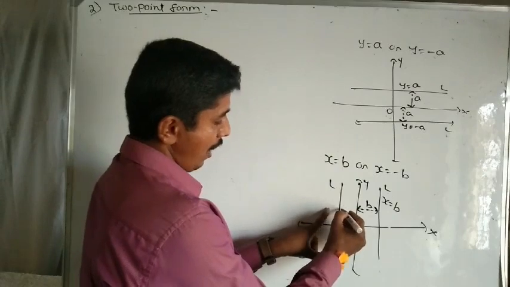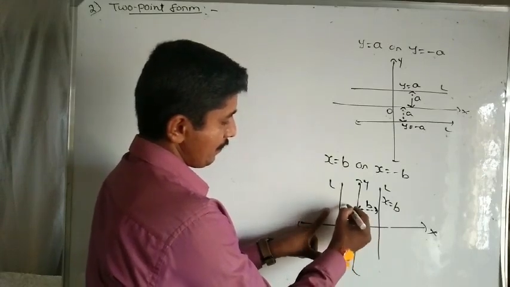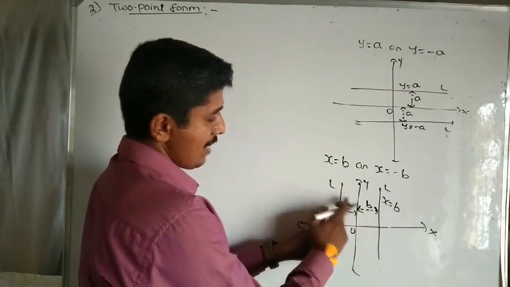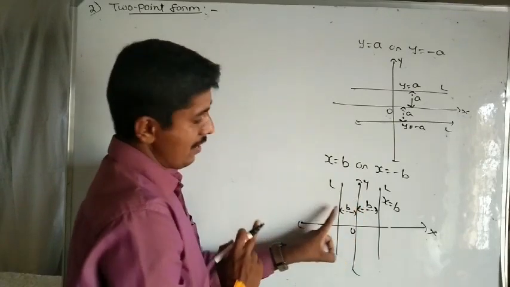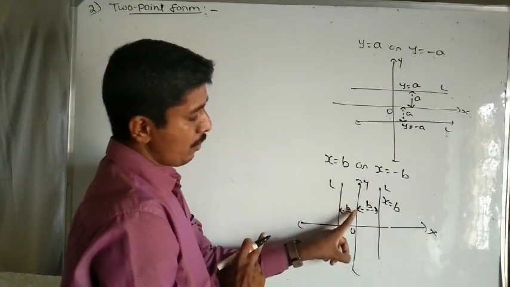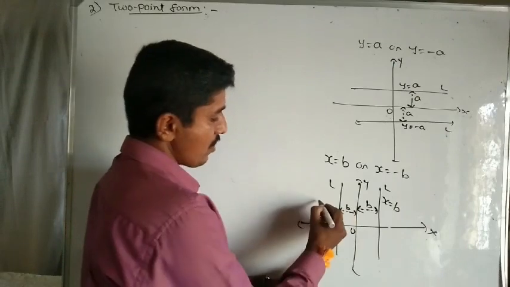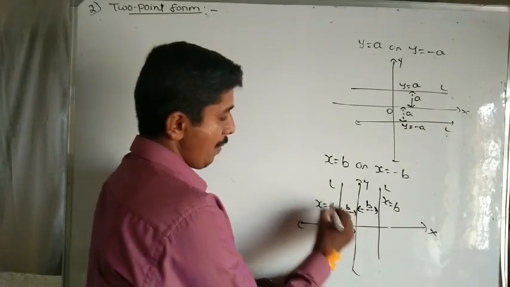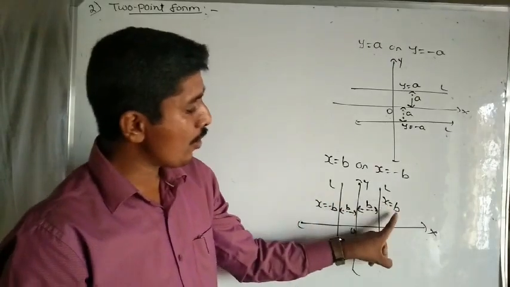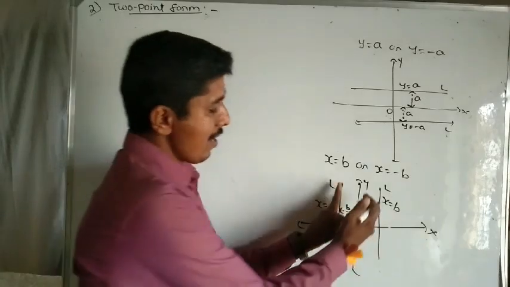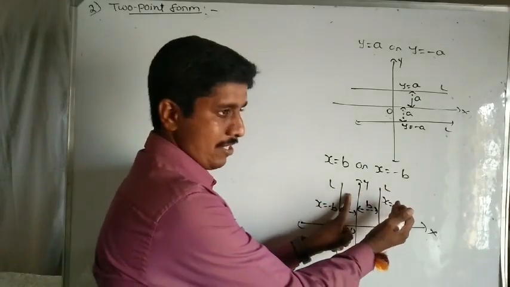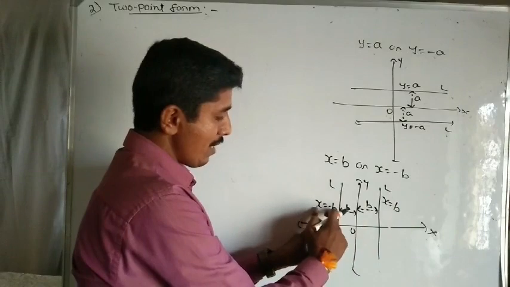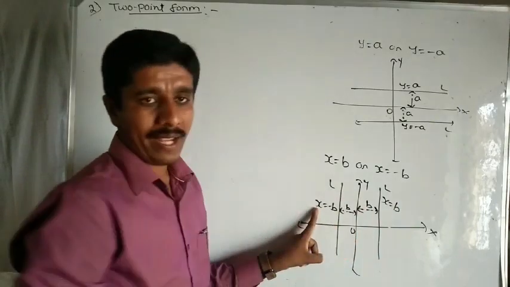Let the distance between line L and the y-axis be b. This line lies on the left side of the y-axis at a distance b units from the y-axis. Therefore, the equation of this line is x equal to minus b. X equal to plus b means that the line lies on the right side of the y-axis. X equal to minus b means this line lies on the left side of the y-axis.